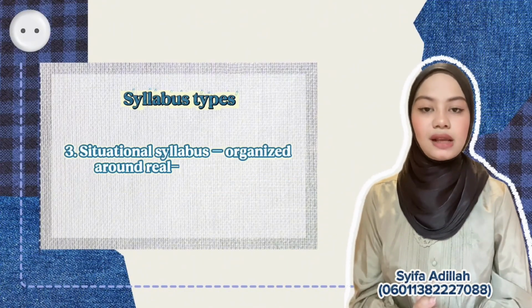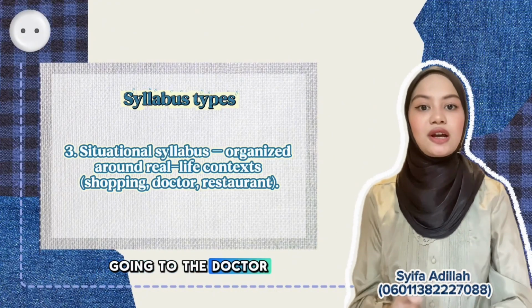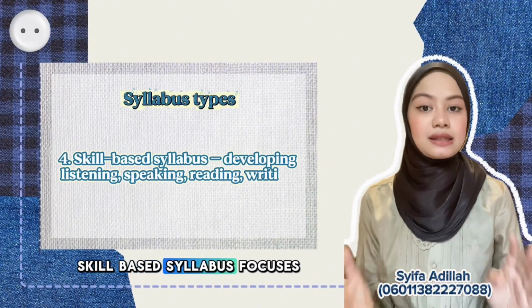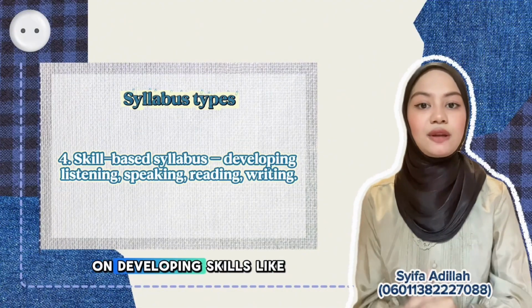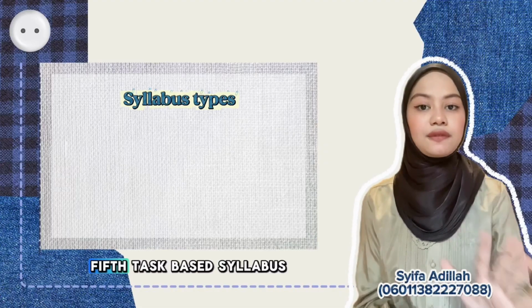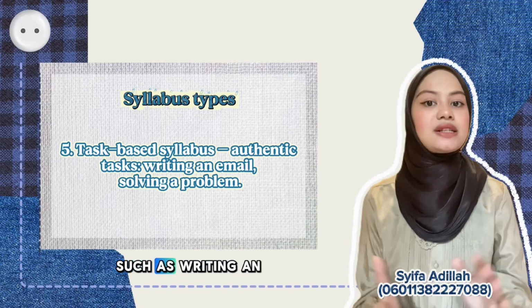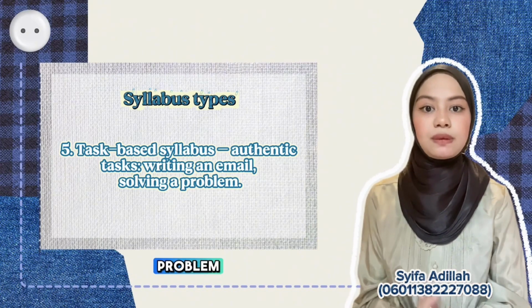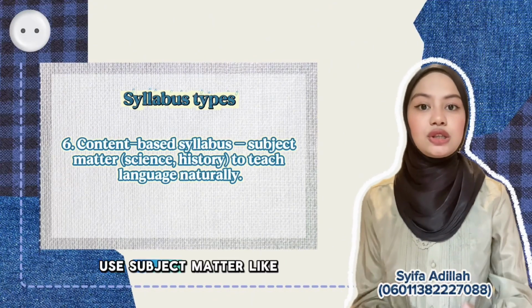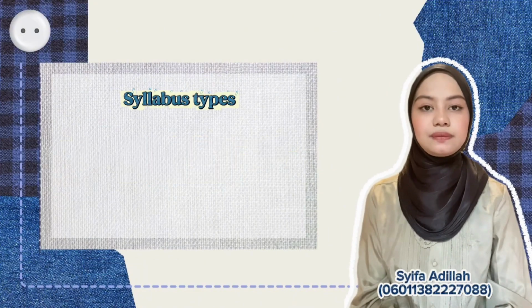Third, situational syllabus organized around situations like shopping, going to the doctor, or ordering food. Fourth, skill-based syllabus focuses on developing skills like listening, speaking, reading, or writing. Fifth, task-based syllabus organized around real-life tasks such as writing an email or solving a problem. And the last one is content-based syllabus. Use subject matter like science or history to teach language naturally.